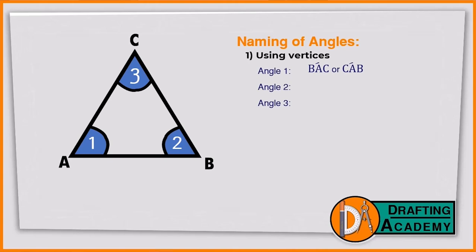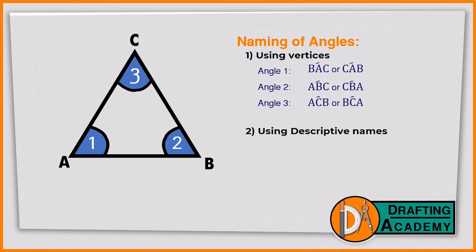So from this name BAC, it means we have a line BA and a line AC, which are meeting at a common point A. This means that angle 2 can have the name ABC or CBA. Angle 3 can have the name ACB or BCA. That's how we name our angles in the triangle. Very simple, as you can see.